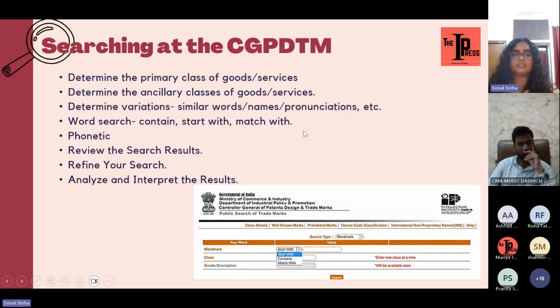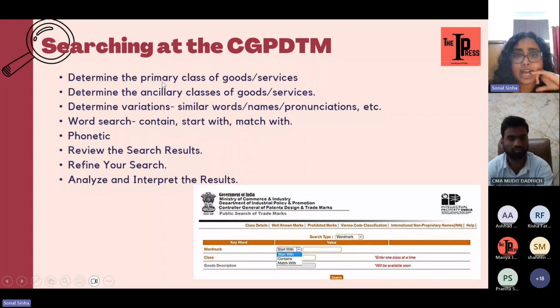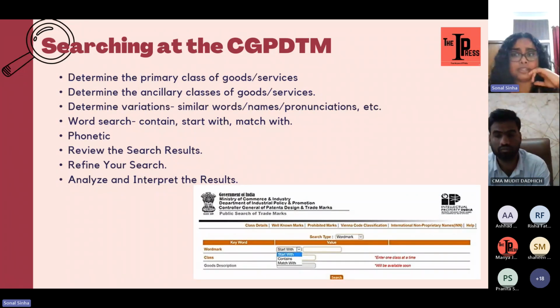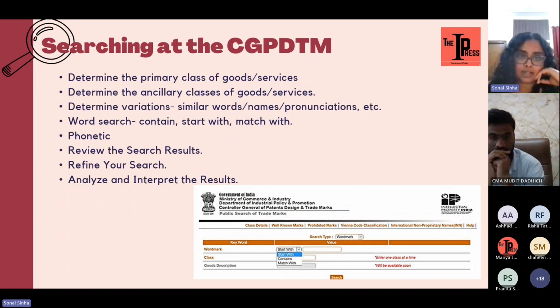Now, conducting a search on the CGPDTM, the main reason why we are all here, the thing that we are here to learn. Conducting a search on the CGPDTM is a very simple task. It has levels, and it sometimes can be very extensive. If your client throws at you some common word like bao buns for food in the food industry, you will end up searching for hours and hours, and it will cause you a lot of back pain. But it is a very simple task. So the first thing to do is determining the primary class of goods and services.